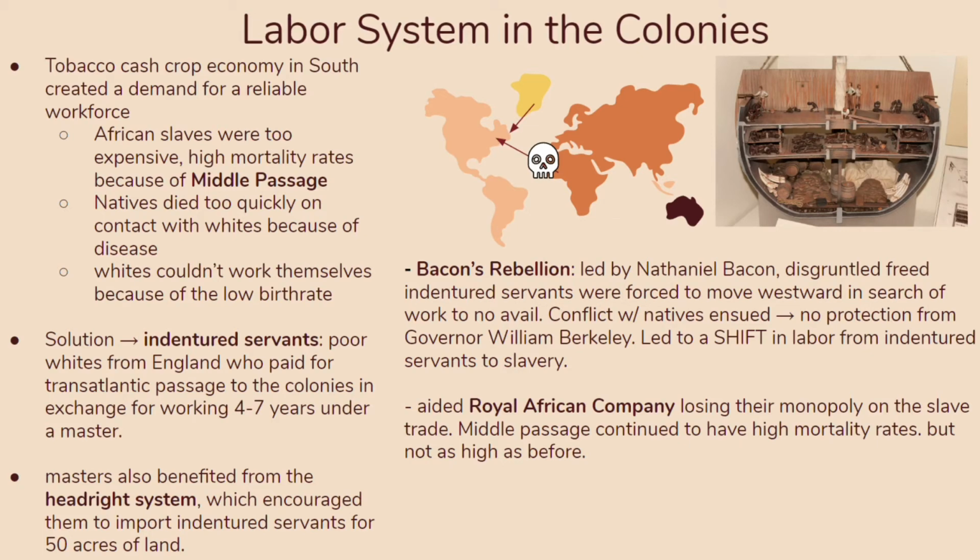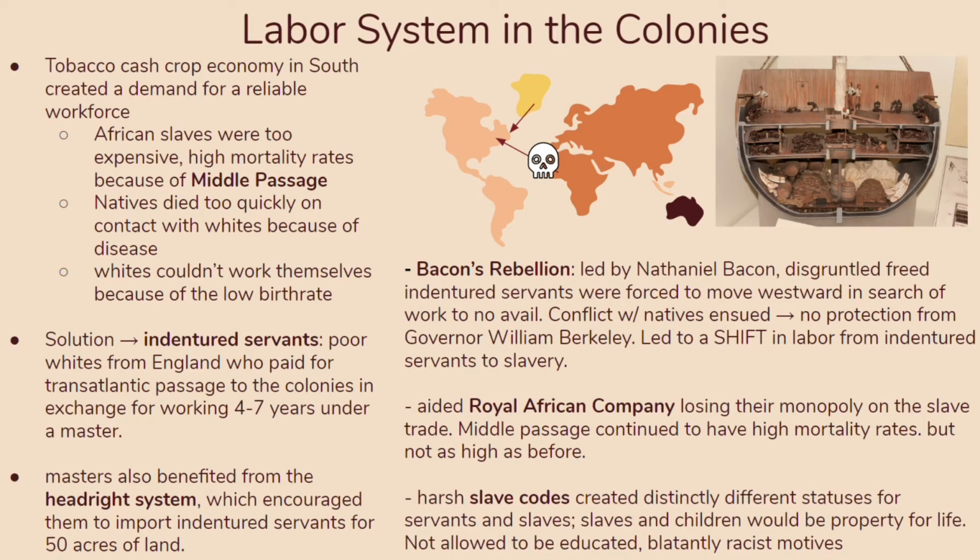As a result of this shift to slavery, you get these very harsh slave codes, which we talked about in the earlier chapters, with Britain implementing these in the West Indies. These are going to come to America, and they essentially created distinctly different statuses for servants and slaves, specifically inferior to whites.